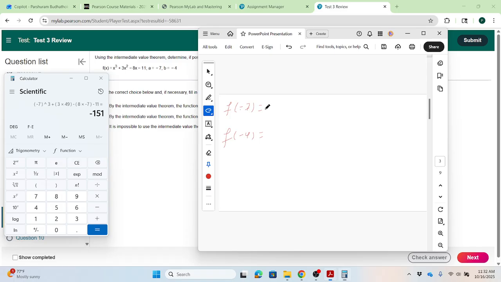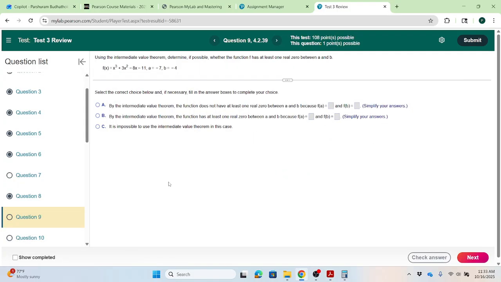So -151 for -7. For -4, it's -4 cubed plus 3 times -4 squared minus 8 times -4, minus 11. This is -64, this is 48, positive 32, -11. If you add these two numbers, it would be 80, and then the other two would be 75. So 80 minus 75 is a positive number. So one is negative, one is positive. That's the reason the intermediate value theorem guarantees that there would be one answer.